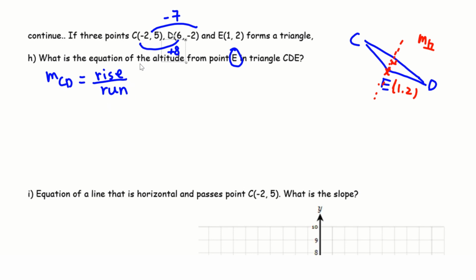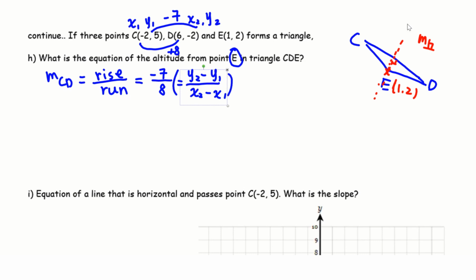The y difference is -7, and the run, the difference of the x, is +8. Or you could use x1, y1, x2, y2. Then the rise is y2 take away y1, and the run is x2 take away x1. Okay, they are the same.